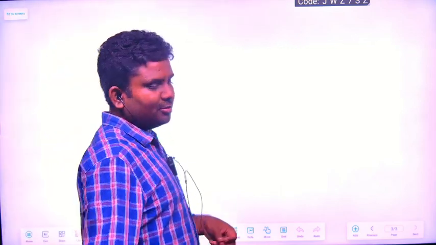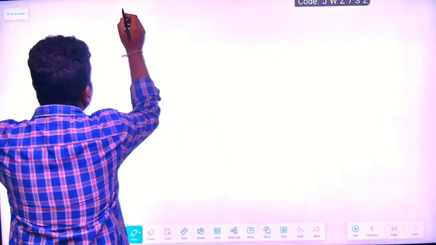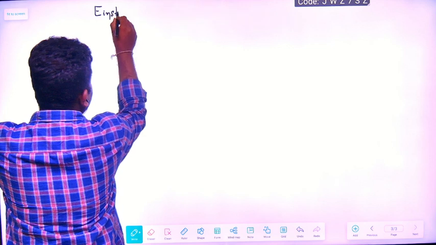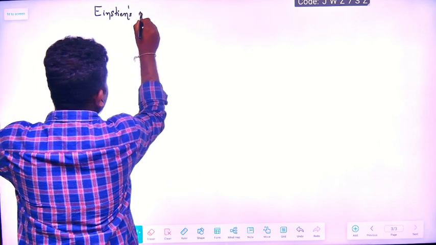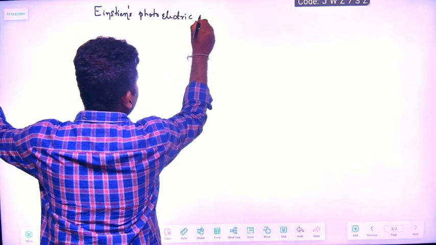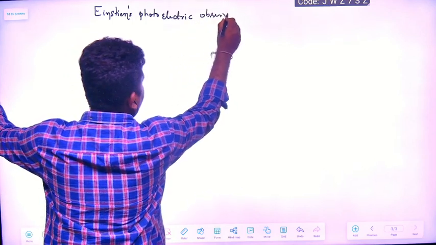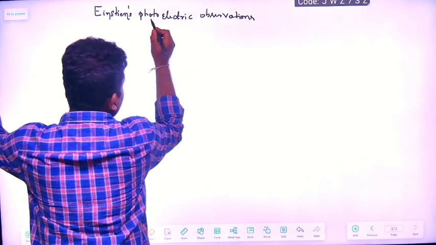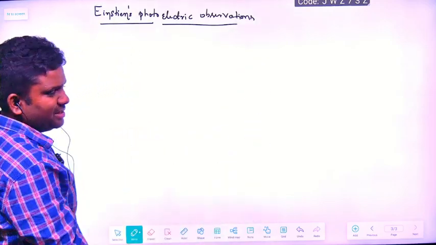Yeah. So now, after taking Einstein's equation, what are the observations you understood? Einstein's photoelectric observations. Can you please tell one?